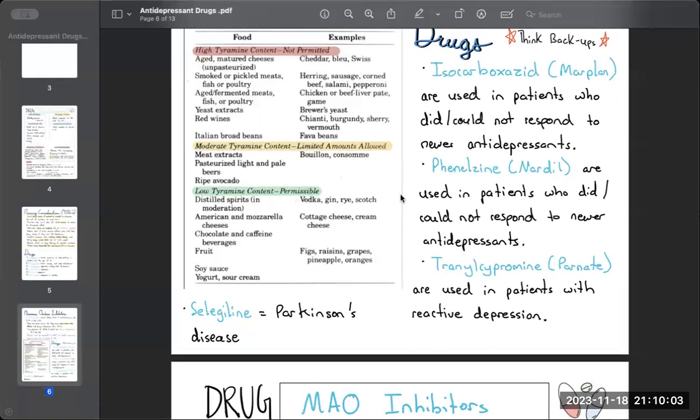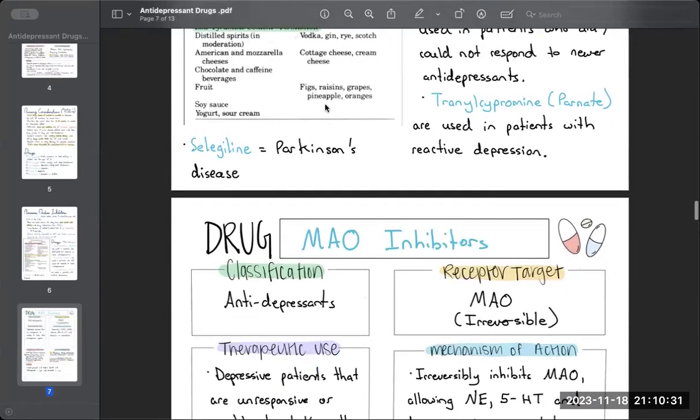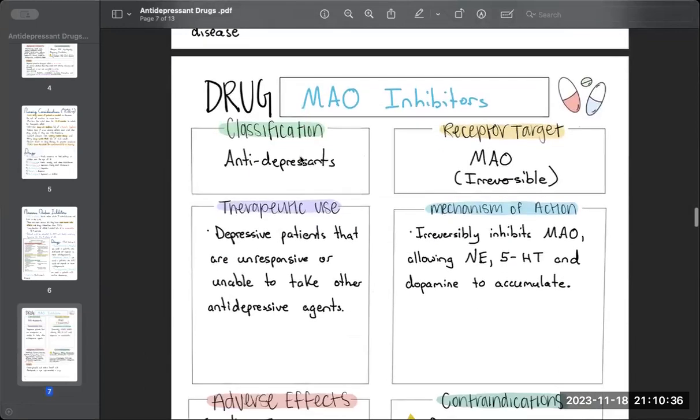We don't really use these drugs as first line for depression. This is more or less if they don't respond to other antidepressants, then we'll go for MAOIs. They're not the first drug of choice. We'll go to TCAs and SSRIs or any of those other ones before we go to these. So examples of MAOIs are isocarboxazid, phenelzine, tranylcypromine, or selegiline. Okay, so these are types of MAOIs.